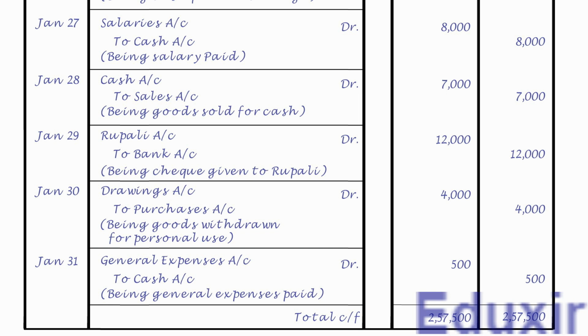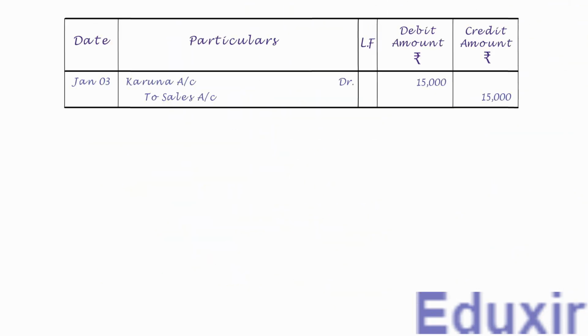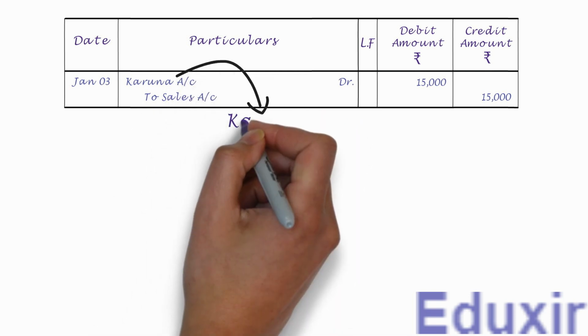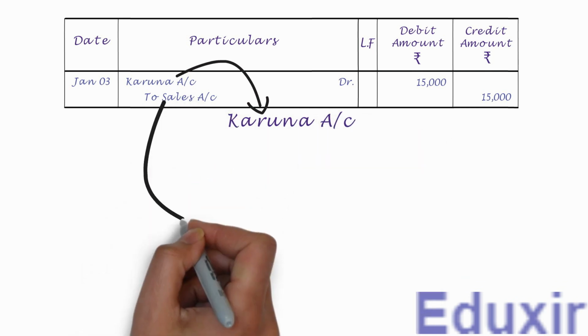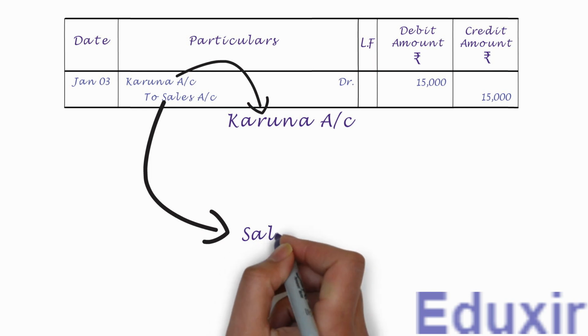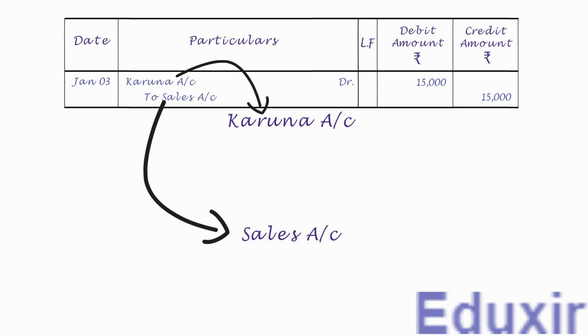Before we proceed with the actual posting, let us recap the details of how posting is done by taking one example. In this example, as you can see, Karuna account is the debit entry and the sales account is the credit entry. This specifies that for this transaction, the debit entry should be made into the Karuna account and the credit entry should be made into the sales account. This is straightforward. Now, let us proceed with the posting of the debit entry from the journal on the debit side of the Karuna account.